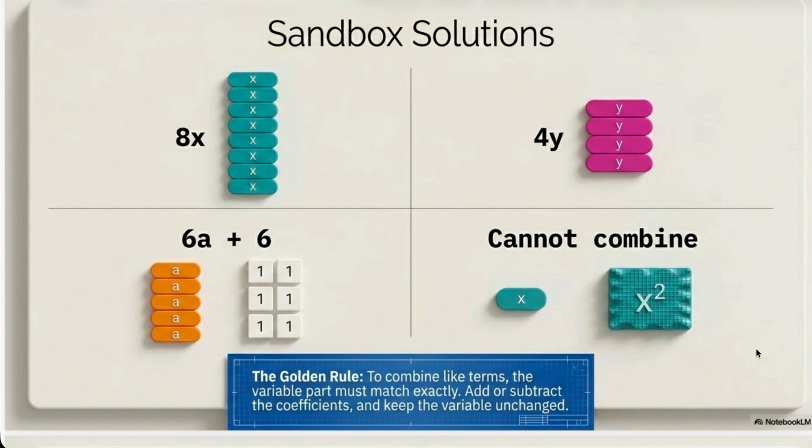Here are the answers. 6x plus 2x becomes 8x because those are like terms. 7y minus 3y becomes 4y because they're like terms. 4a plus 5 plus 2a plus 1 becomes 6a plus 6. And x plus x squared cannot combine because they're not like terms.